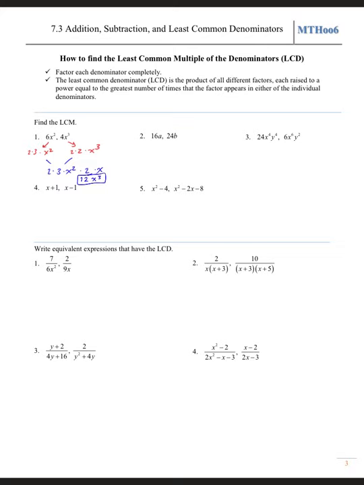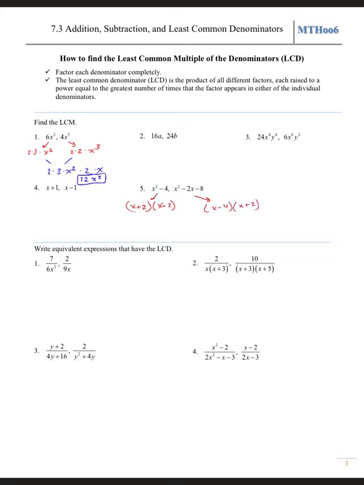Okay, I'll let you try 2 and 3, but let's go ahead and look at number 5. So number 5, we have something completely different because now we have a binomial and a trinomial here. We want to use the same process. So first thing you want to do is factor both of them, just like we factored number 1. x squared minus 4 factors to x plus 2 times x minus 2, whereas x squared minus 2x minus 8 would factor to x minus 4 and x plus 2.